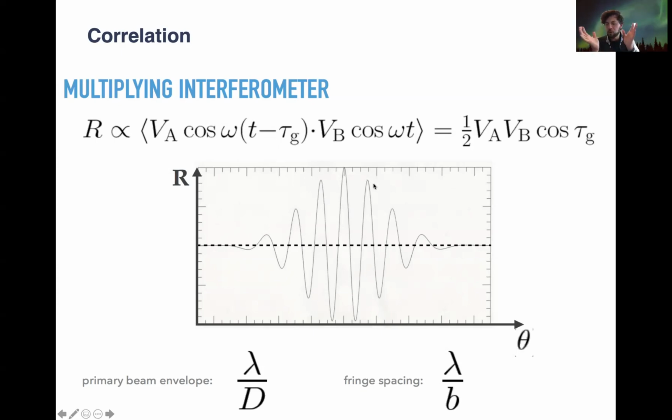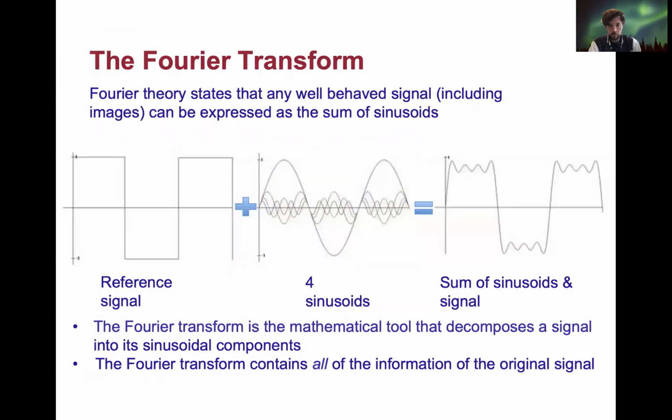So this is just your field of view, more or less, which influences this general envelope. And the spacings here are influenced by your baselines, the length of your baselines. And this is what these equations are showing at the bottom here. Your primary beam envelope is set by the size of your instrument and the wavelength you're observing, and the fringe is set by the wavelength you're observing and the baseline. And this is just R of theta, and theta being an angle on the sky.